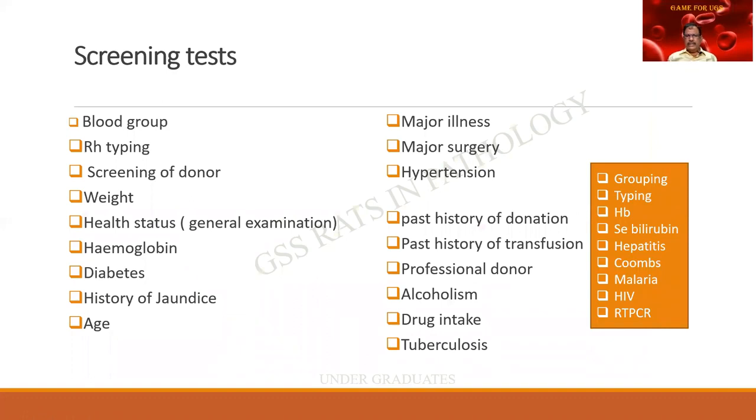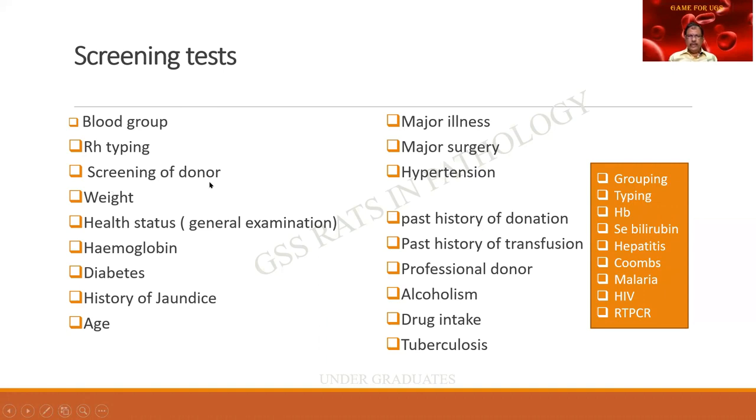What are the screening tests? Even if a relative is very close, I don't think he can immediately give blood. There have been very tragic situations where a brother has given blood to his counterpart, but then he has transmitted an incurable disease by the blood that has been given. So it is extremely important. One is obviously the blood group that has to be done, both in the donor as well as in the recipient. The Rh typing has to be done.